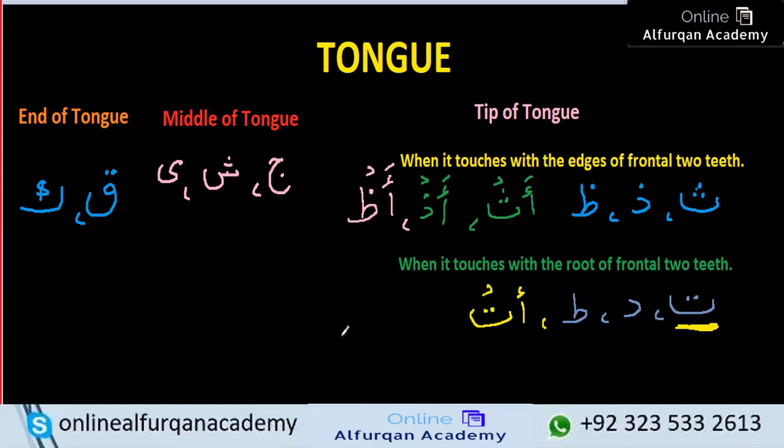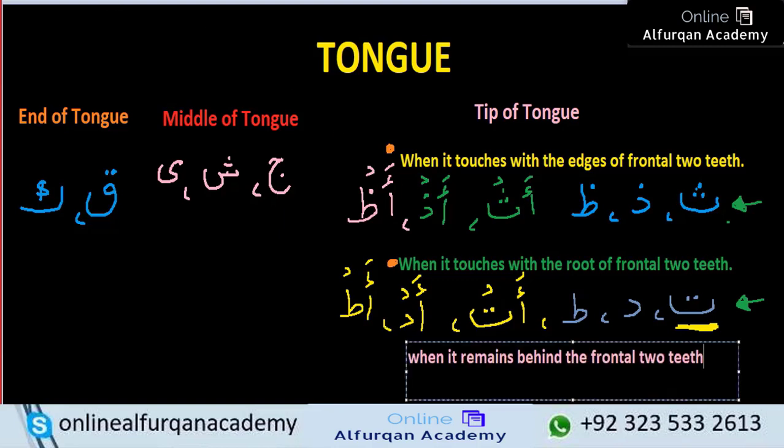Say it. And now same thing, pronounce Dal. Also tongue remains behind the teeth and touching the root of frontal two teeth. And same thing with Ta. It's slightly touching with the gums also. The pronunciation is here when tip of tongue touching the root of frontal two teeth, and just make sure that your tongue is going on the same spot.